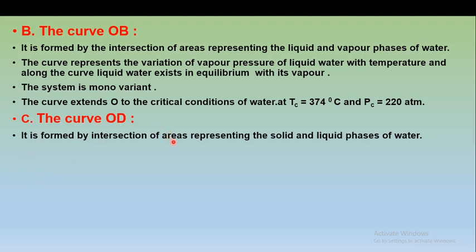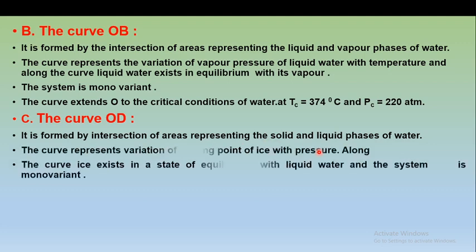It is formed by the intersection of two areas, that is the solid and liquid phases of water. And the curve represents the variation of melting point of ice with pressure, means solid is converted into liquid, therefore it is the melting point of ice with pressure. And along the curve, ice exists in a state of equilibrium with liquid water, and the system is monovariant.